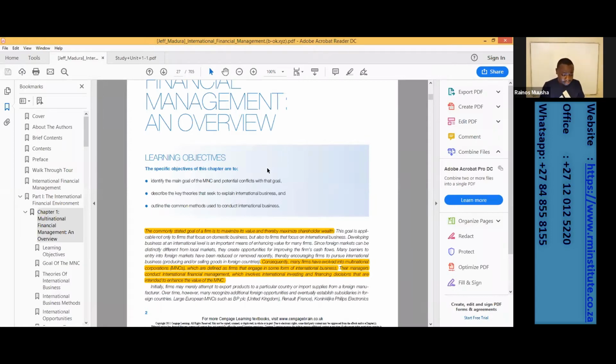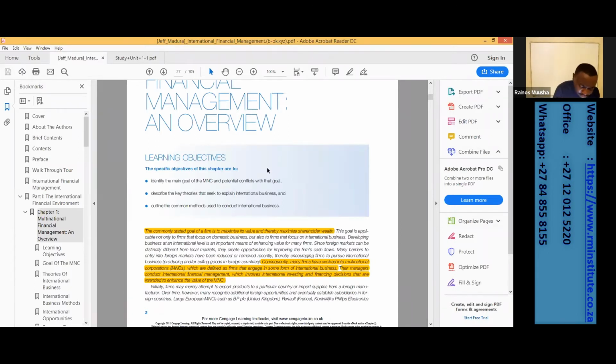Which means that whatever financial decision the financial manager is going to be making for the multinational company, they always have to refer back to the goal of the firm, which is to maximize shareholders' wealth by maximizing what? The share price. Because remember, this is directly related to the wealth of the shareholders as well.